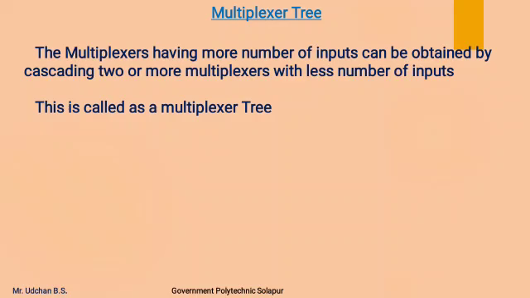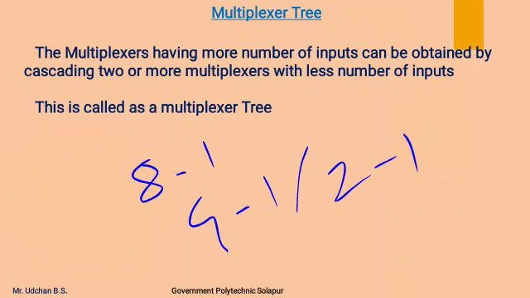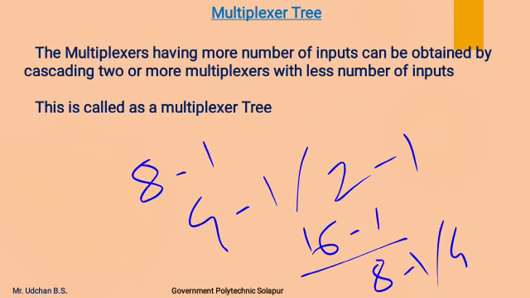Multiplexers having a larger number of inputs can be obtained by cascading two or more multiplexers with fewer inputs. This is called a multiplexer tree. It means we can obtain an 8:1 multiplexer using 4:1 multiplexers or using 2:1 multiplexers. In a similar way, we can obtain a 16:1 multiplexer using 8:1, 4:1 or 2:1 multiplexers. Depending on the question, we will use the required number of multiplexers with fewer inputs.